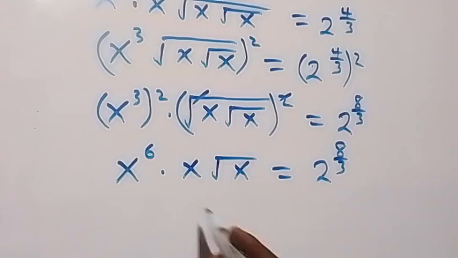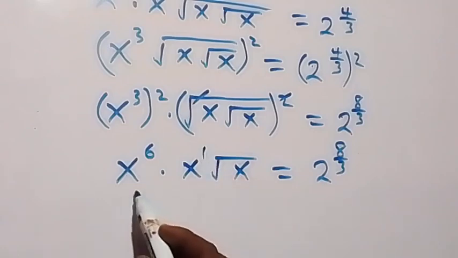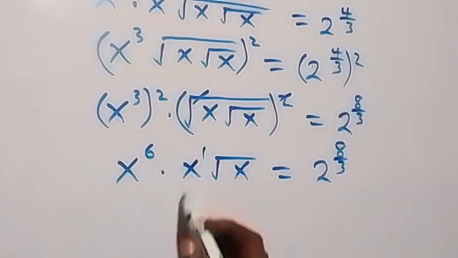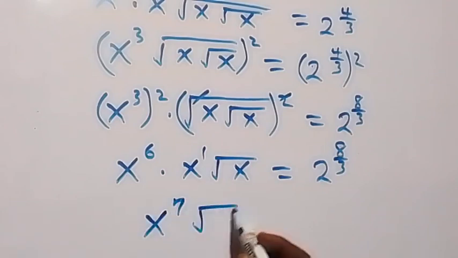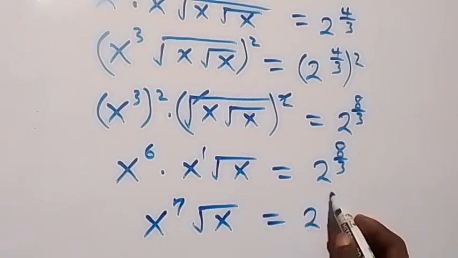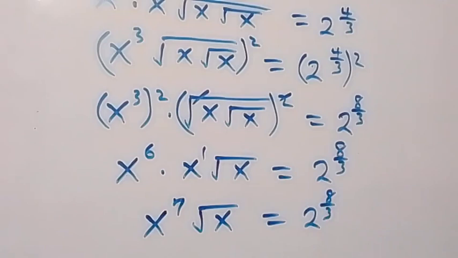Then here, this is also x raised to power 1. Bringing it together, adding the power, we also have x raised to power 7, then times root x, then equals to 2 raised to power 8 over 3.